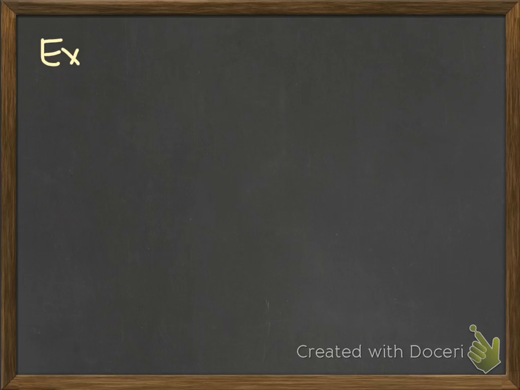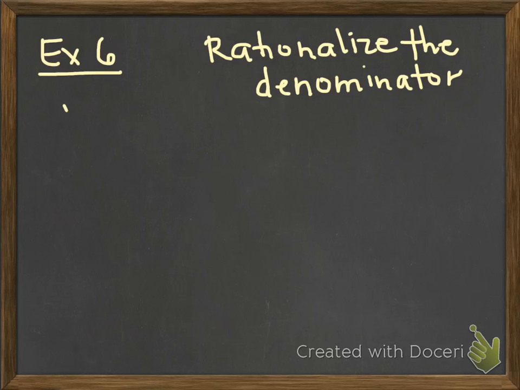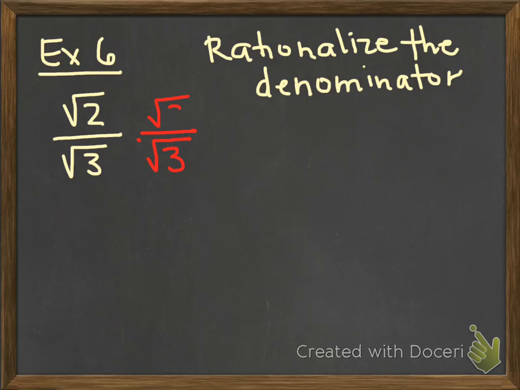Example 6. Okay, these are rationalize the denominator. Okay, you cannot have a square root in the denominator. So we have a couple of examples here where you have a square root in the denominator. We have the square root of 2 over the square root of 3. 3 doesn't go into 2 evenly. I can't reduce this. So when you rationalize the denominator, you're going to multiply by whatever the denominator is. So you're going to multiply by radical 3 over radical 3.